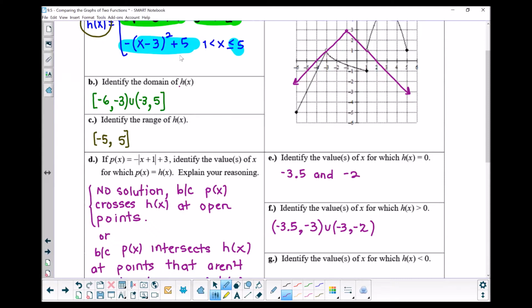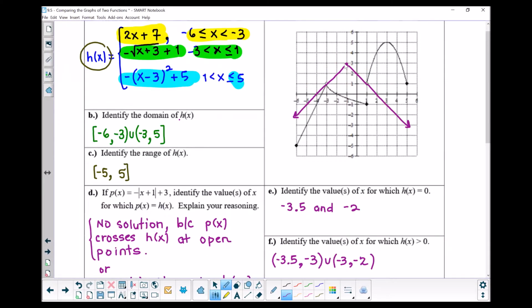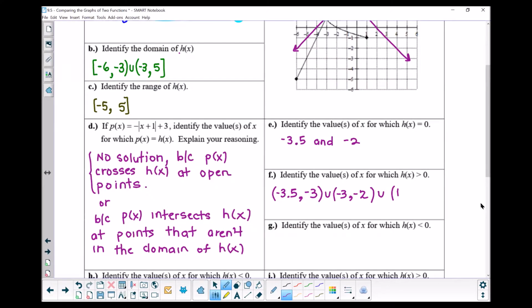Any other times when h of x is below the x-axis? I'm sorry, above the x-axis? Yep, from what, 1 to 5? But we don't want to include the 1, do we? So maybe something along these lines would work. Okay.